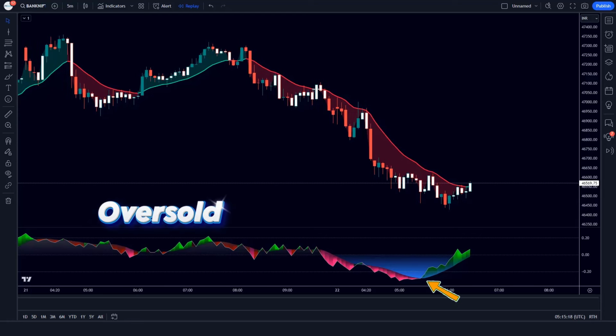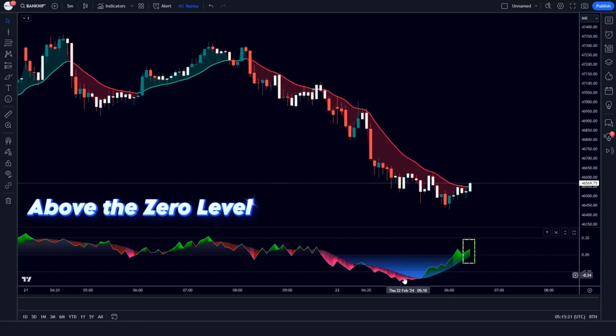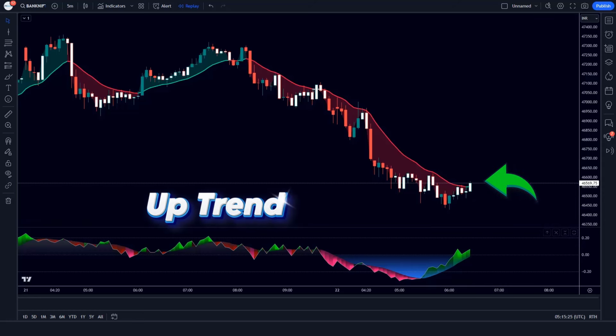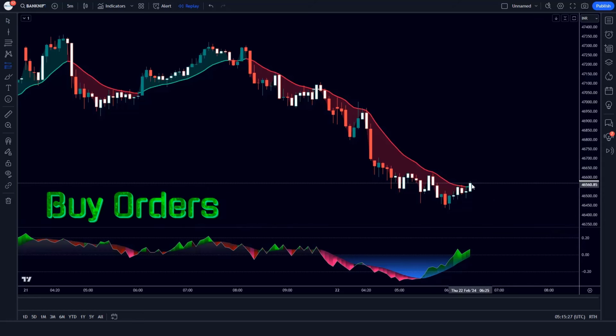Here, the volume buoyancy indicator gives oversold signals. The buoyancy line of volume buoyancy indicator is above the zero level, and the MA line of trender indicator should be uptrend. All these conditions is met, we will place a buy order.